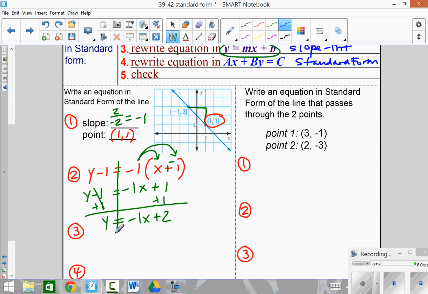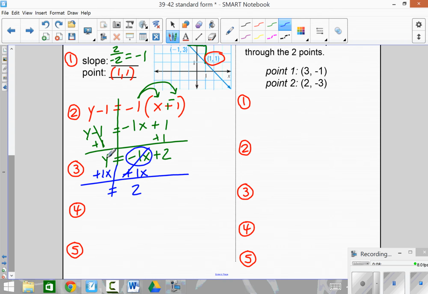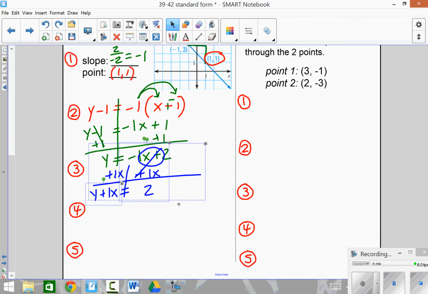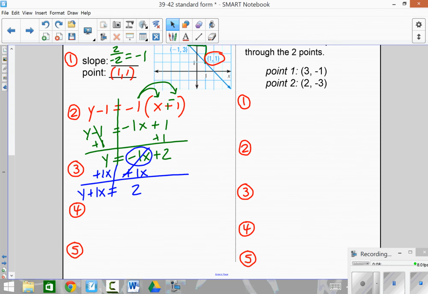Okay, so let's take this. I'm going to continue this. I want to move this piece over to the left side with this y here. So how do I undo a negative 1x? I'm going to add 1x to both sides. So this cancels out. The 2 is going to drop down. And I'm going to end up with y plus 1x equals 2. And there you go. That is standard form. It's all a matter of just one step here. So that would be step 4 right there. That is your standard form.